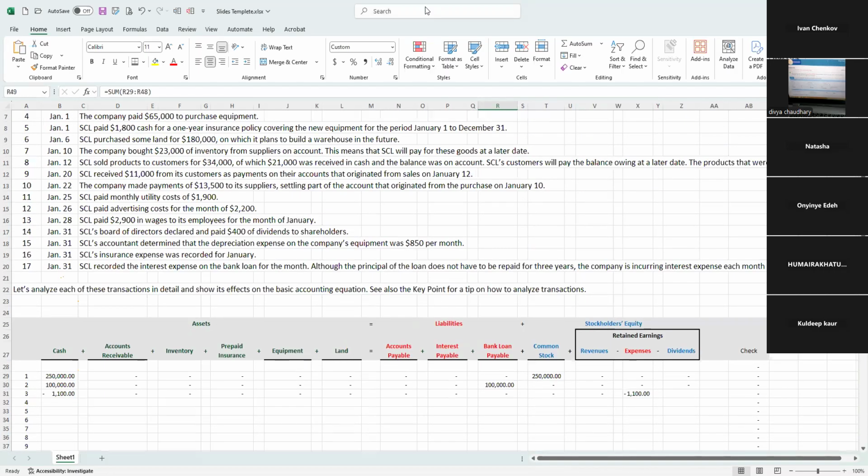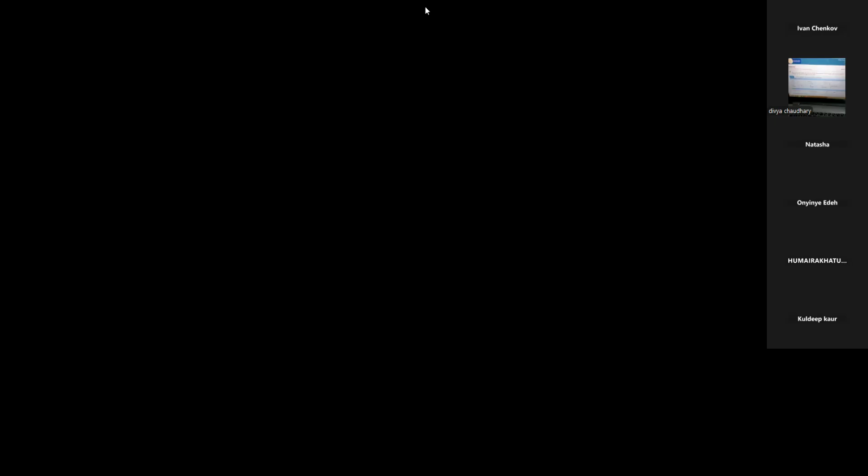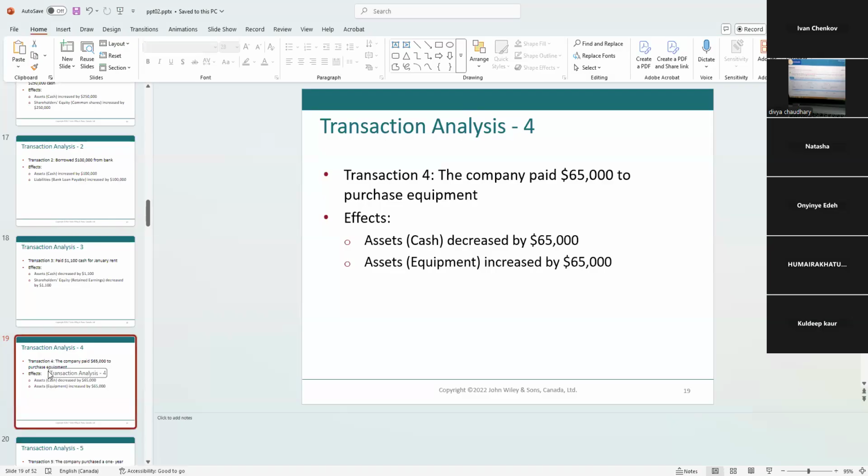Let's do another transaction. Next transaction. Now we start purchasing equipment. Why? Because we need to start operations. And how are we gonna pay for that equipment? We're gonna pay for that equipment with cash. Do we have $65,000 cash? We do. Let's go for it then. Let's start spending cash.